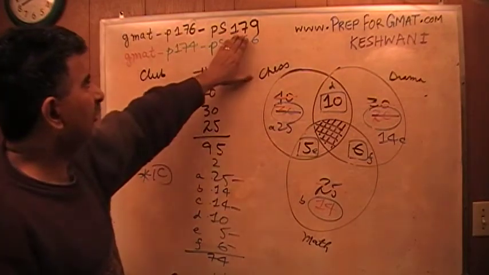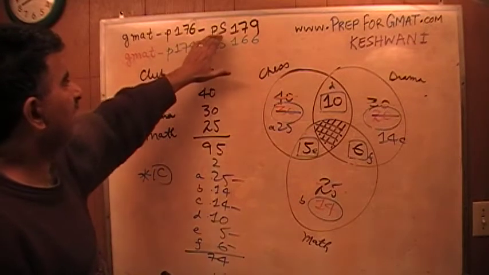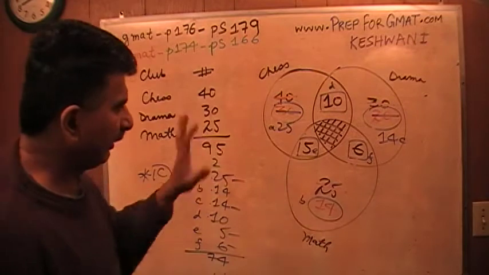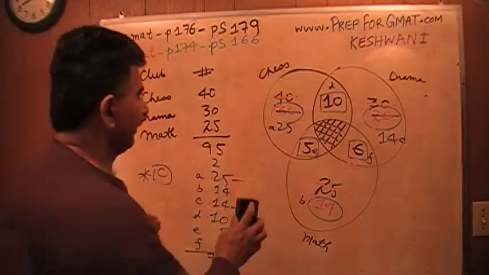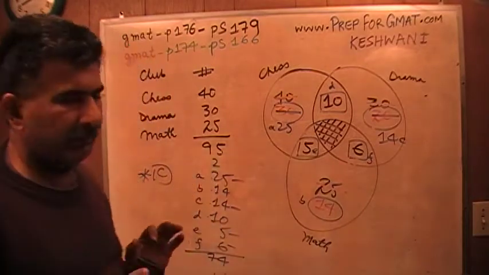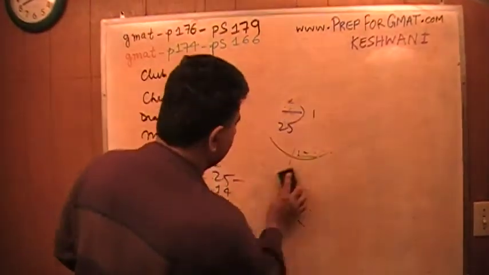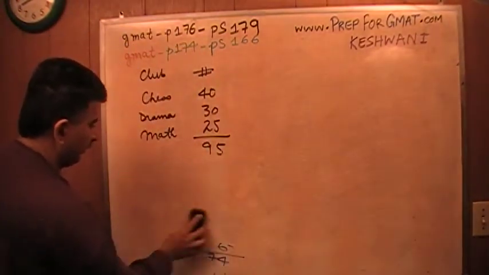Go back and watch this video. Just type in GMAT page 176 problem solving 179 and you will watch that video and you will see this diagram. I'm going to erase this now because I'm going to show you how to do the same problem without the Venn diagram, in case you're not familiar with the Venn diagram, or you don't feel comfortable with it. So I'm going to show you how to do it without it.